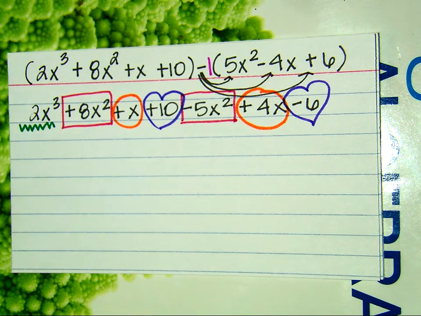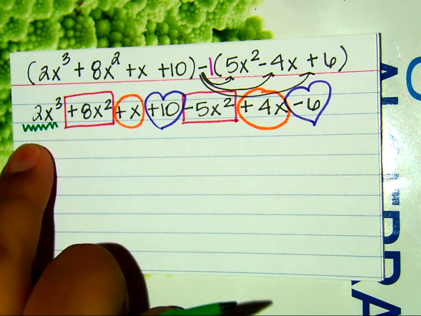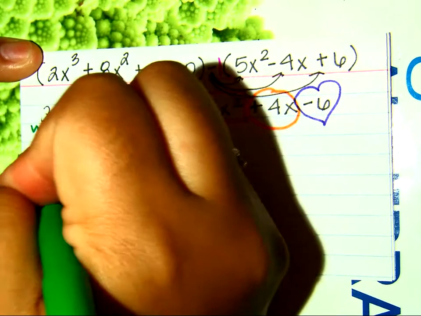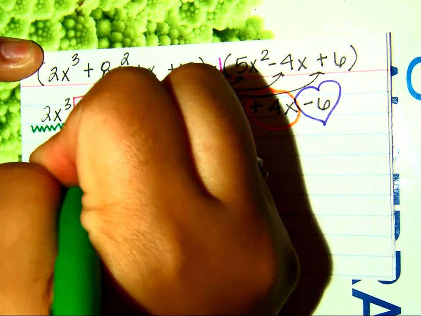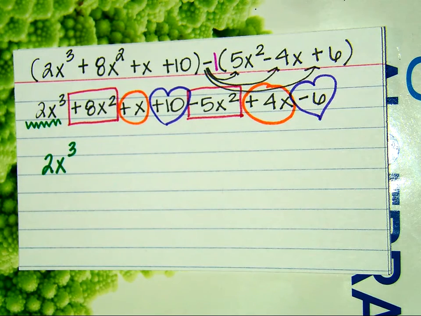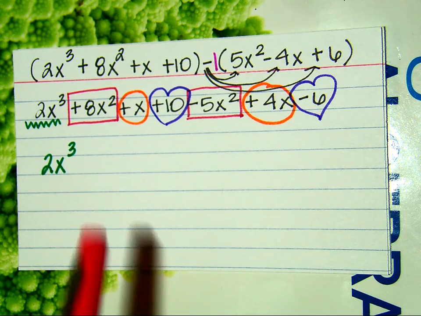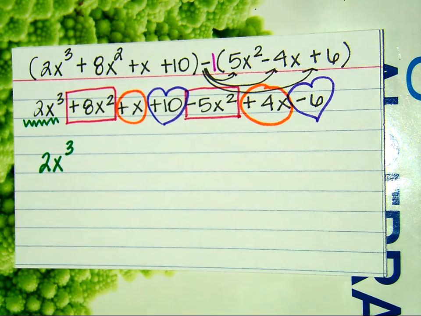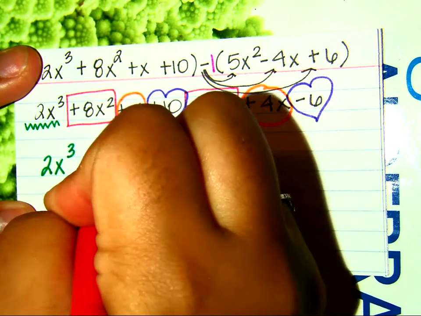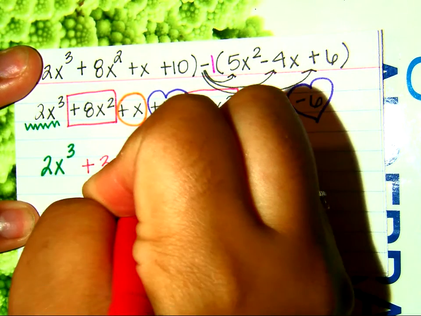So now I am going to go through and combine my like terms. The one in green, I don't have anything else in green, so I'm just going to rewrite 2x to the third power. Then I'm going to look and see what else I have to simplify. So 8x squared minus 5x squared would give me 3x squared.